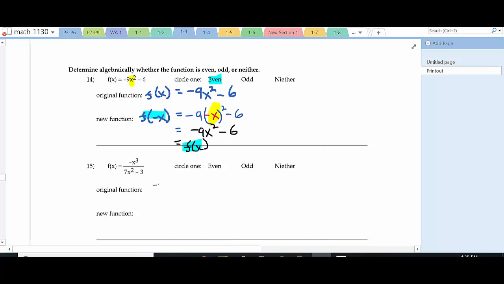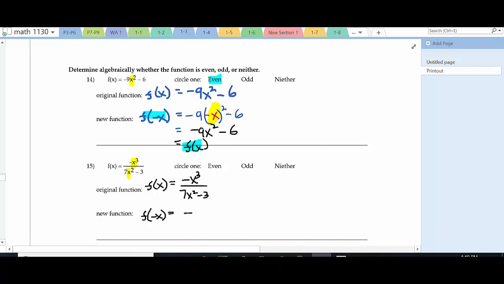All right, let's take a look at this one. So I'm just going to write down the original. You don't have to do that. I'm just showing you that you're comparing the result to the original. Okay, that's the original. Now the new function, we're going to do f of negative x, which basically means everywhere you see an x in your function, just replace those with parentheses negative x.